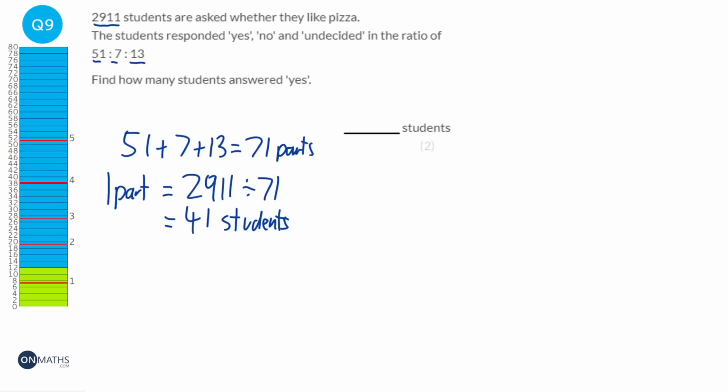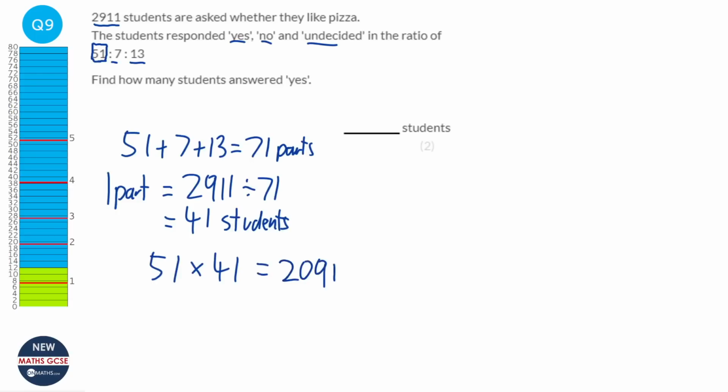Now yes, because it goes yes, no, undecided, yes will be the 51 there. So it's 51 lots of 41 students. 51 parts with each part representing 41 students. And when you multiply those together you get 2,091. So our answer is that 2,091 students responded with yes.